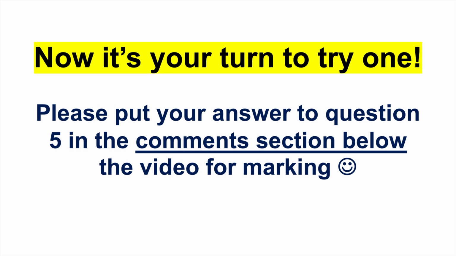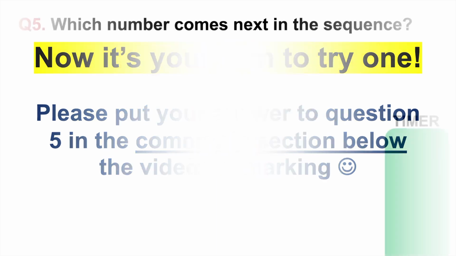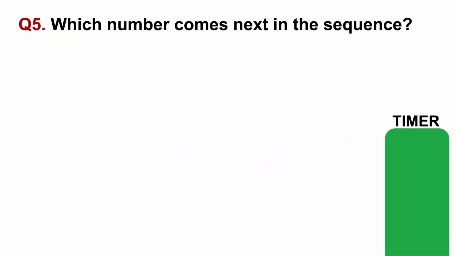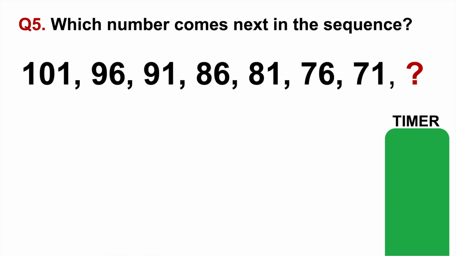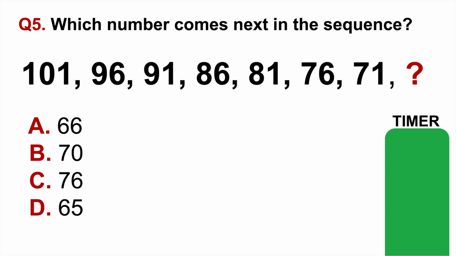So now it's your turn to try one of these. Please put your answer to question 5 in the comments section below the video for marking. So which number comes next in the sequence? You have 101, 96, 91, 86, 81, 76, 71. So you can see it's a subtraction calculation. That's a hint. And you have a number of options. Is it A, 66, B, 70, C, 76, or D, 65?